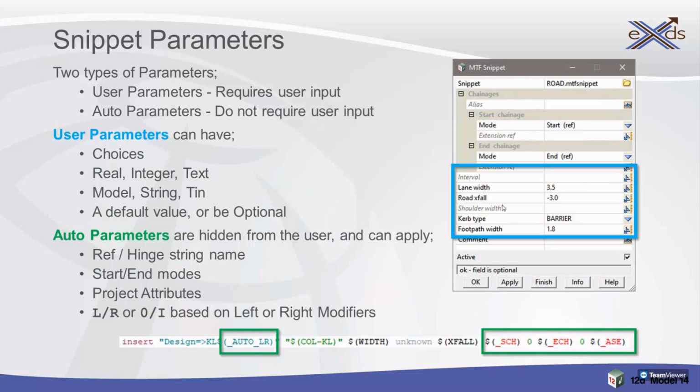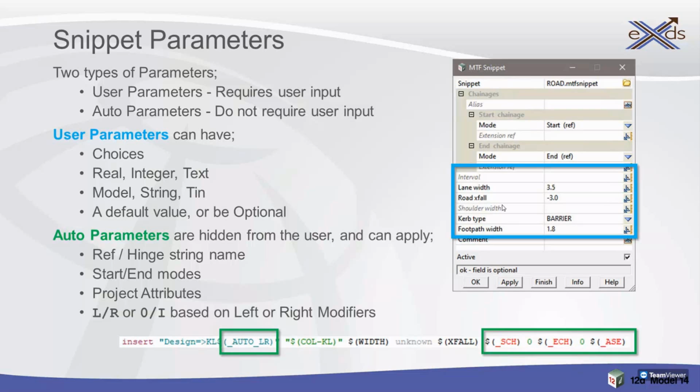The auto parameters are, like I said, hidden from the user. They'll pick up things like reference and hinge string name, start and end modes, project attributes. That's the one Pete and Paul, a lot of their payment stuff is just pulling in all project attributes in the background. And the other ones are left and right suffixes and prefixes and the 0 and the I for the MX style naming.